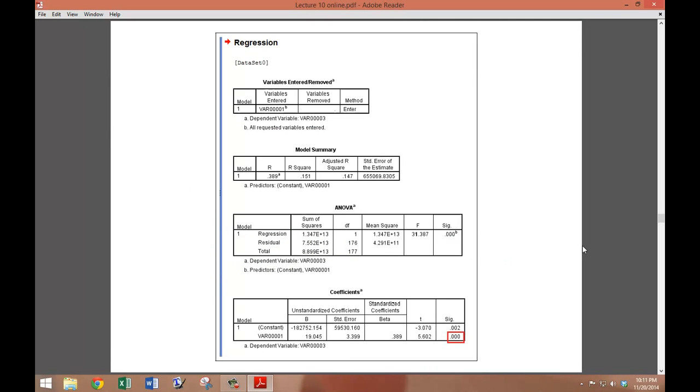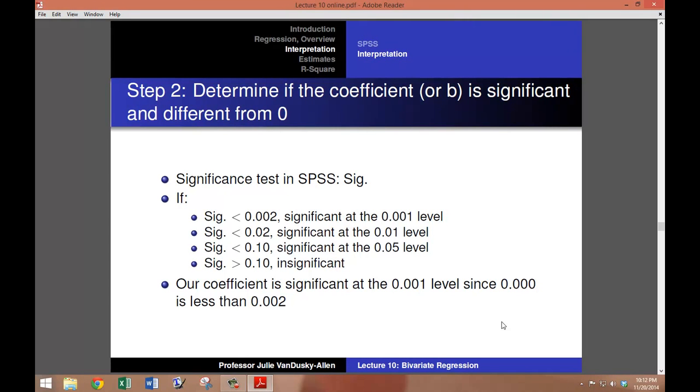Now that I have shown you the intuition behind a significance test for a coefficient b hat, I will show you how to determine whether a coefficient is significant based on SPSS output. The last cell on the bottom row of this last table here gives you a sig value for the coefficient b hat. To determine if the coefficient b hat is significant, follow these steps. Start with this first criterion here. If the sig value is less than 0.002, then the coefficient is significant at the 0.001 level. If the sig value does not meet this criterion, move on.